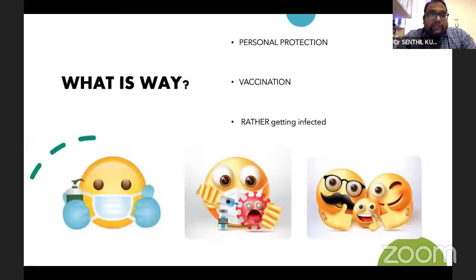to COVID patients. So how to control? At present, how to control COVID is, first and foremost, personal protection and vaccination, rather than getting infected and treating it.